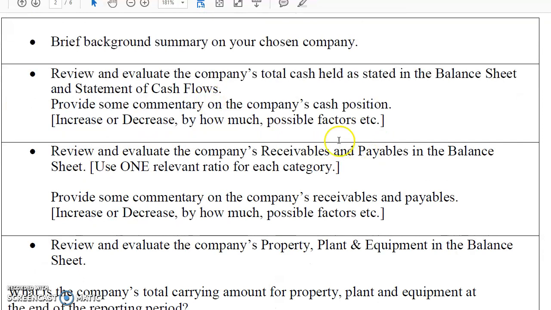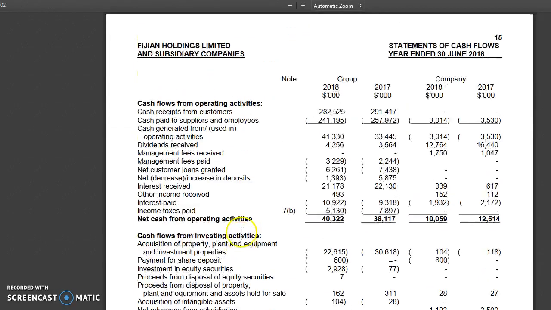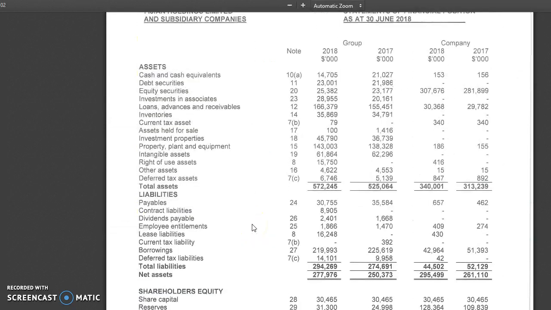The second one is the receivables and payables in the balance sheet. You can use one relevant ratio for each category. So if we go to our company, let's look at our balance sheet. We're looking at our receivables. Our receivables for assets, does the company have any receivables? Yes, it has loans, advances, and receivables, note 12.